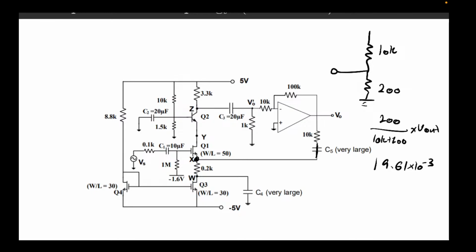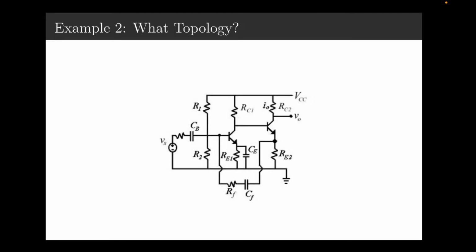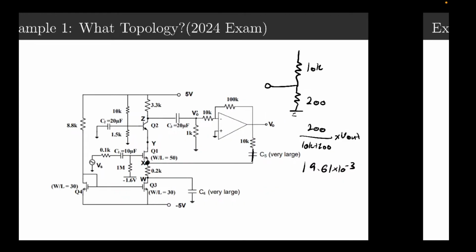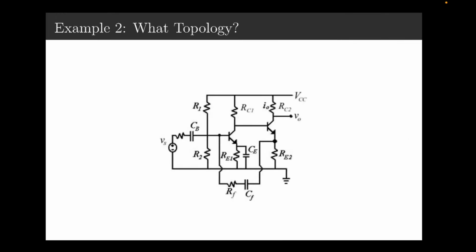Does that make sense? Is that voltage divider hard to see, or do you want me to redraw the circuit so it's a bit clearer? Okay, let's move on. Next question. We're going to find beta again. So let's scroll back. This one's a little bit harder to spot, but it's a current divider. So we're just going to get beta equals minus RE2 over RE2 plus RF. And I've obviously shorted CF in this case.